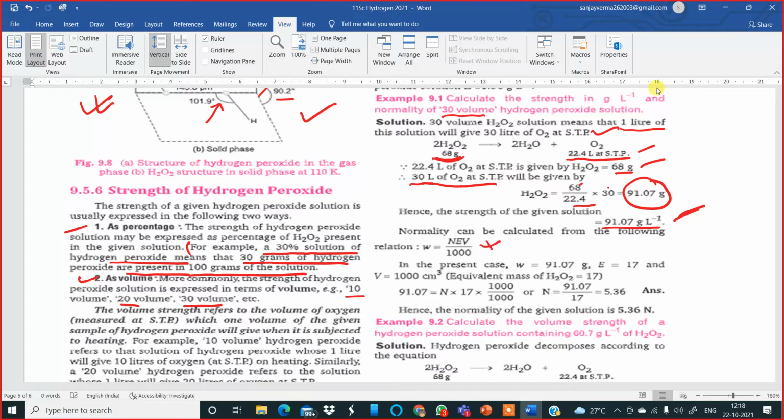This I've done in the first chapter, some basic concept of chemistry. So here, putting all the values, W is 91.07, in grams per liter, and E, the equivalent weight, is 17, and V is 1000.